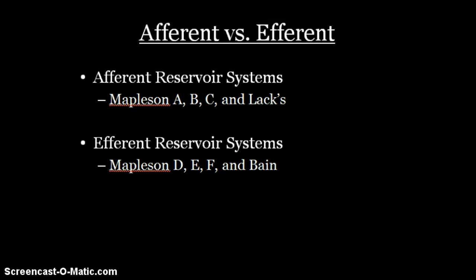Systems with reservoir bags placed in this limb, such as the Mapleson A, B, C, and LAC system, are known as afferent reservoir systems. The efferent limb carries expired gas away from the patient and vents it into the atmosphere through the expiratory valve. Systems with reservoir bags placed in this limb, such as the Mapleson D, E, F, and Bain systems, are called efferent reservoir systems.